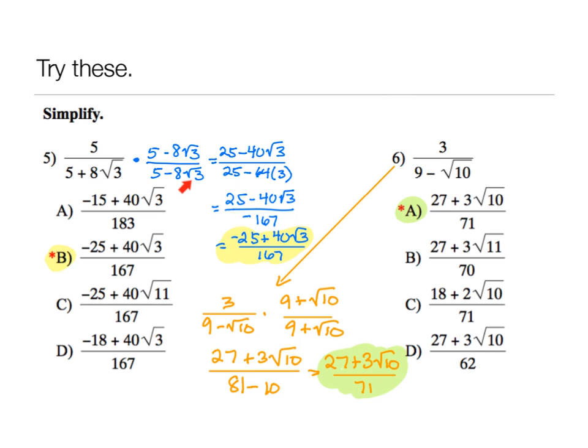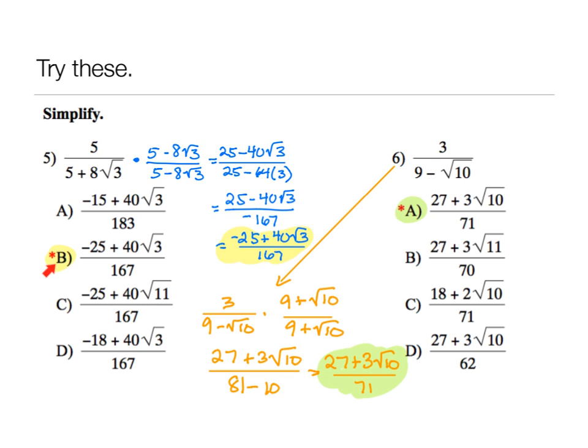8 square root of 3 times 8 square root of 3 is 8 times 8, 64 times 3. Simplifying, I get 25 minus 40 square root of 3 over negative 167. That's really not a good look when I have a negative in the denominator like that. So I moved the negative to the numerator, took the opposite of my numerator, that's negative 25 plus 40 square root of 3 over 167.